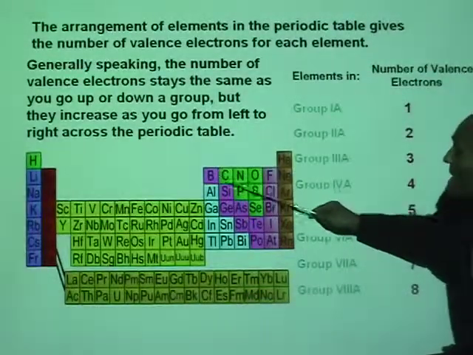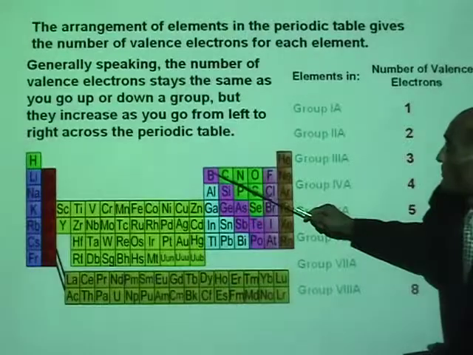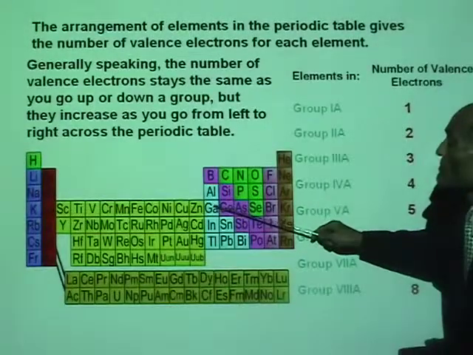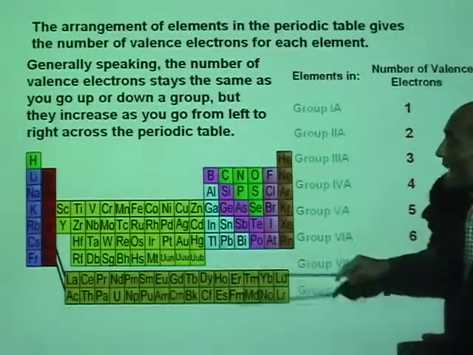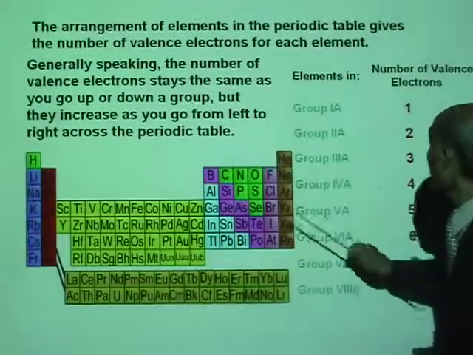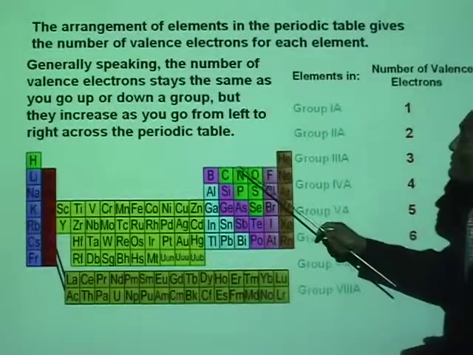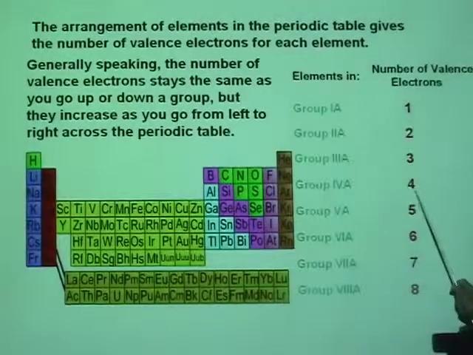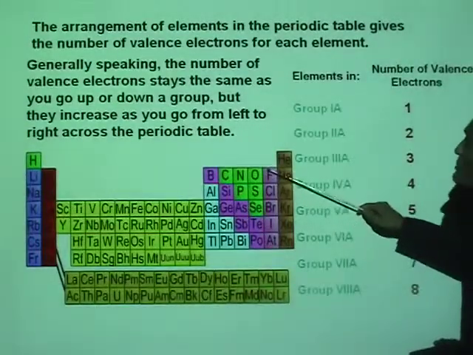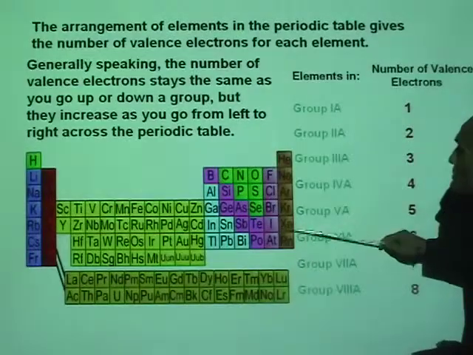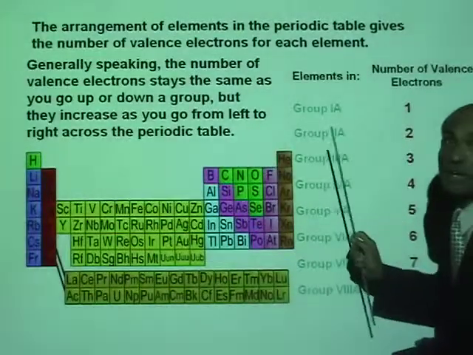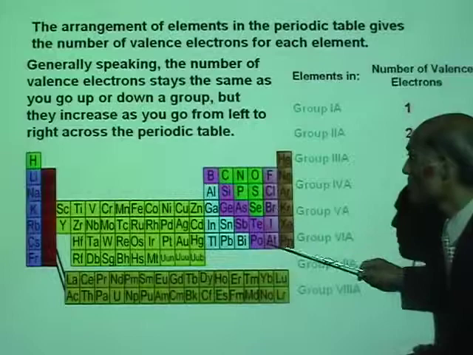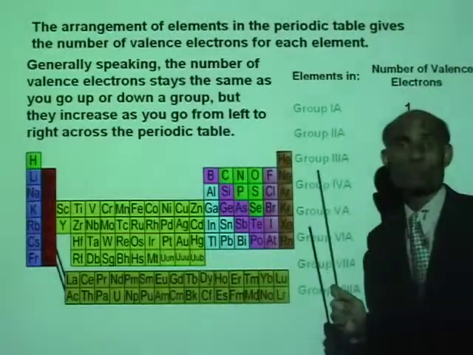And group 3A is this: boron, aluminum, gallium, indium, and thallium. They all have three valence electrons. The group 4A elements, there are four valence electrons, and so on. This is group 7A elements. Anybody tell me what is the name of those elements? Group 7A?